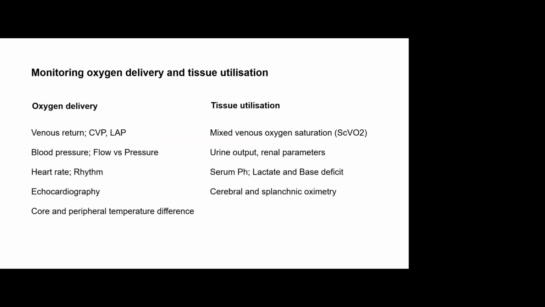And how do we monitor these things? We can monitor the oxygen delivery by usual cardiac parameters like CVP, left atrial pressure, venous blood pressure, heart rate and rhythm, echocardiography, the difference between temperature at the core and the periphery, and also the tissue utilization of oxygen by measuring the mixed venous oxygen saturations, looking at the renal output and the renal parameters, acid-base balance, cerebral and splanchnic oximetry. So this will give us an idea about the tissue utilization.